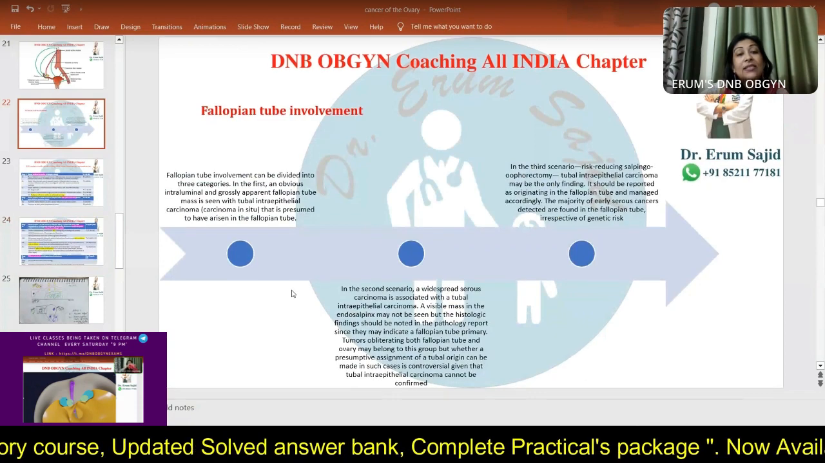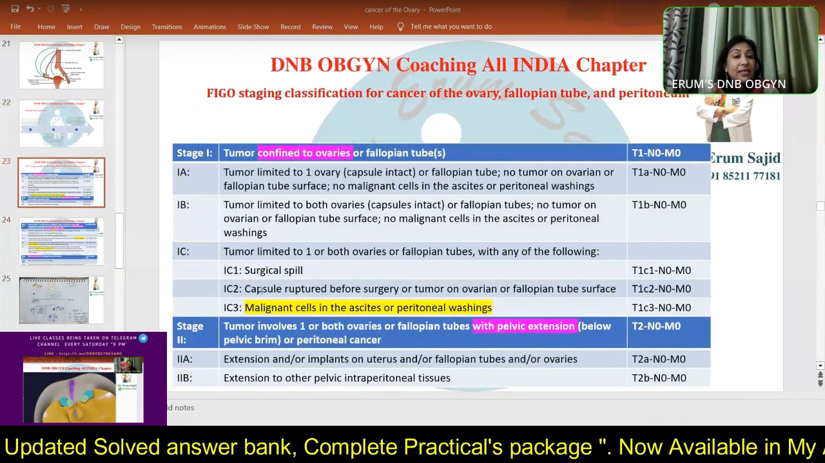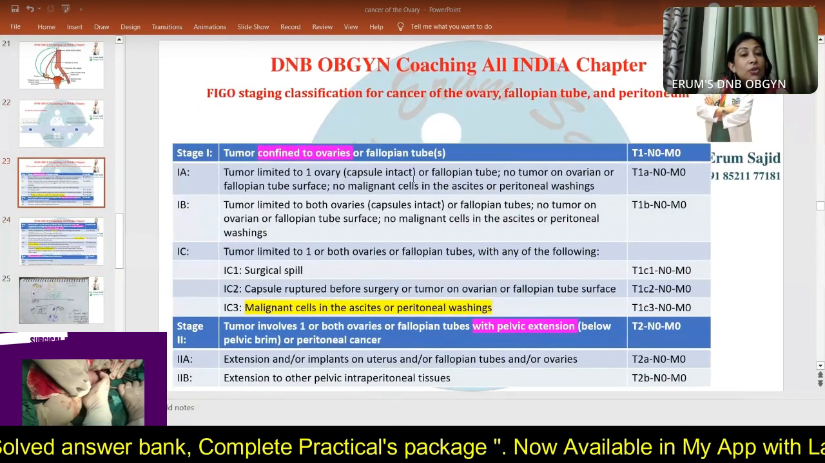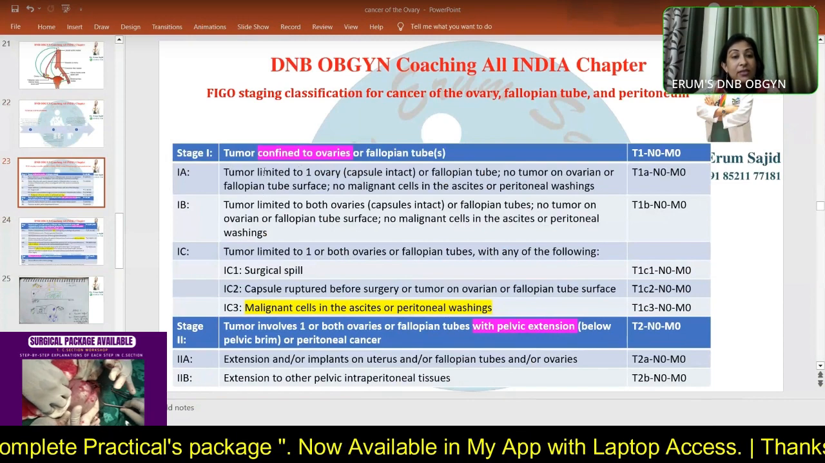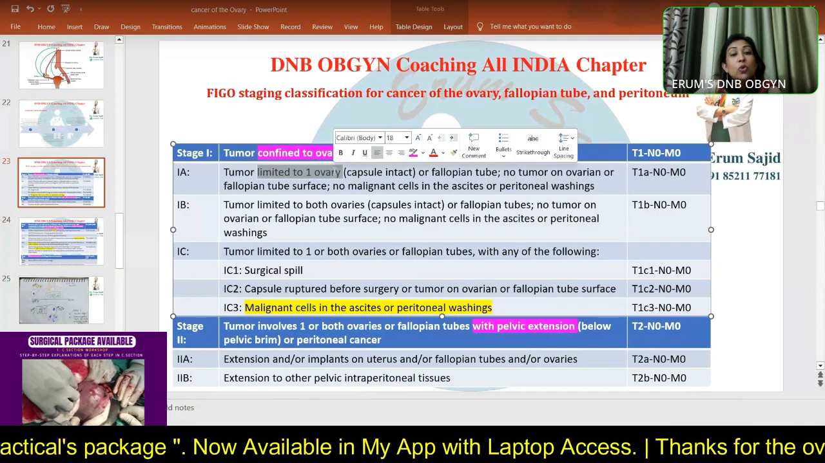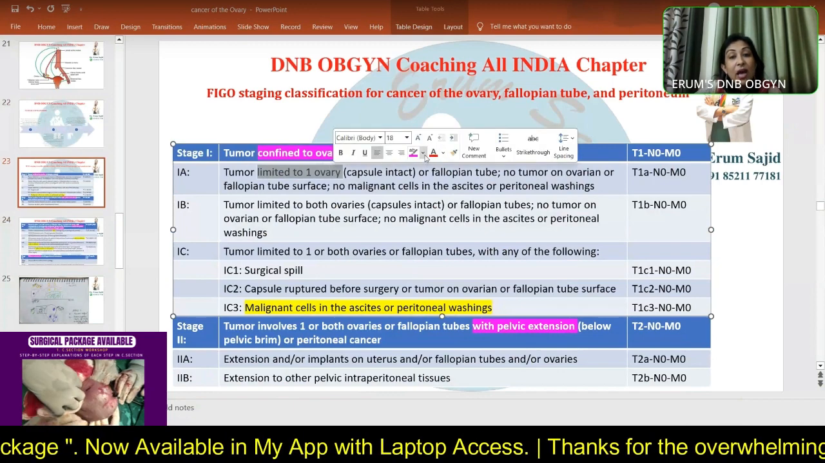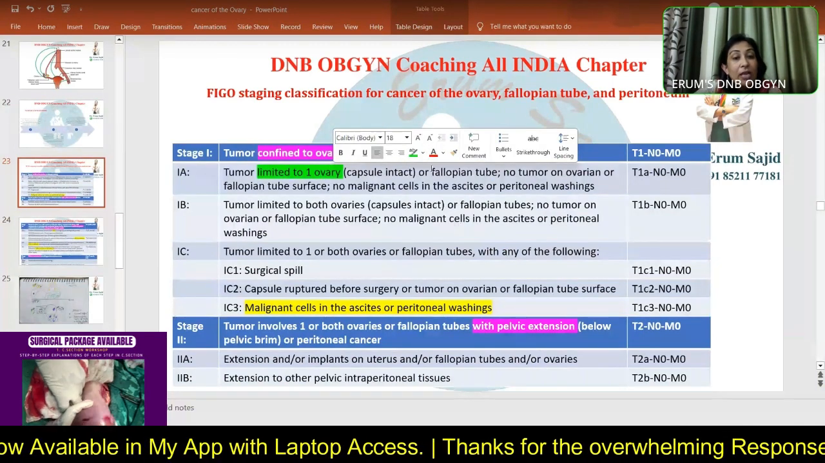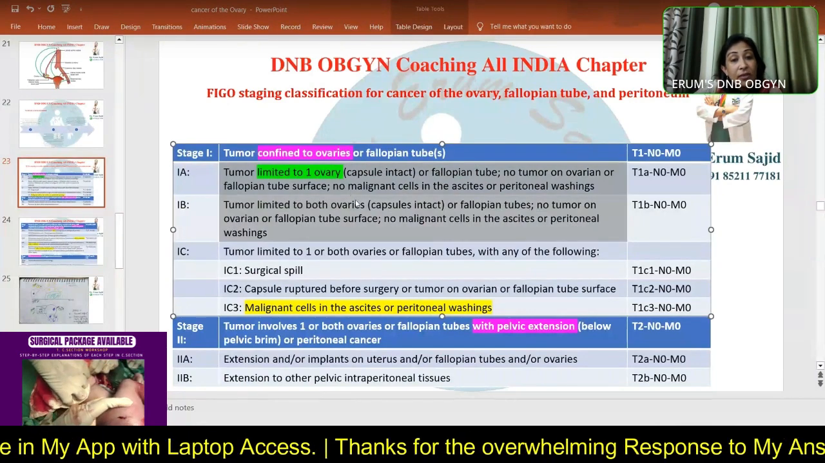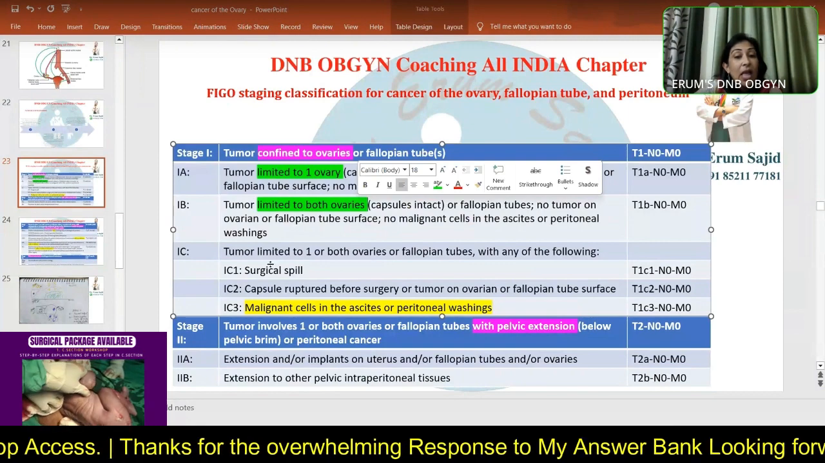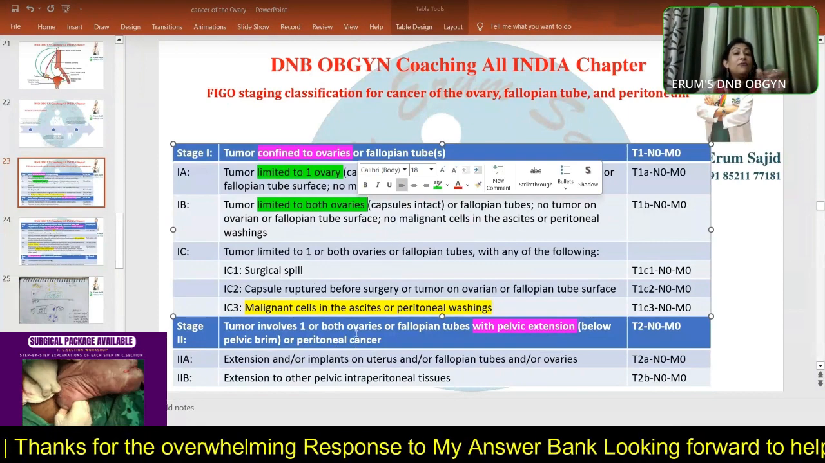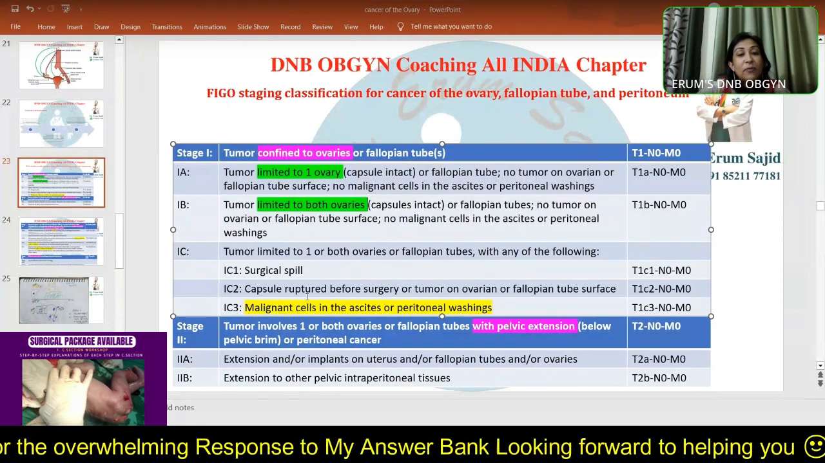Now, let's start with dissecting each stage. So, this is stage 1A, tumor limited to one ovary. Again, this is a buzzword. Let's say this, tumor limited to just one ovary. That's our buzzword, right? Tumor limited to both the ovaries, that's the stage 1B.